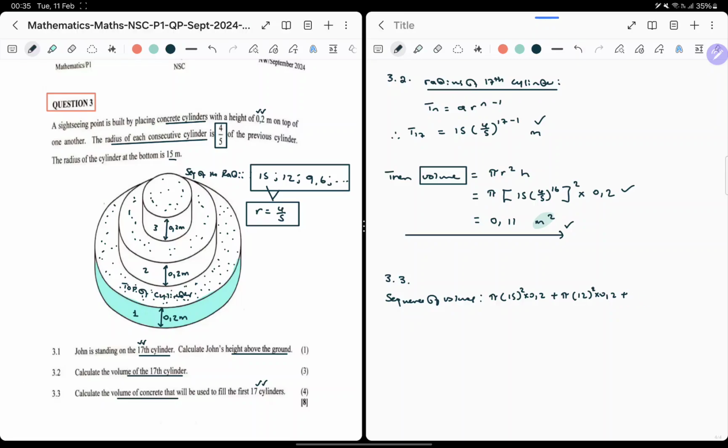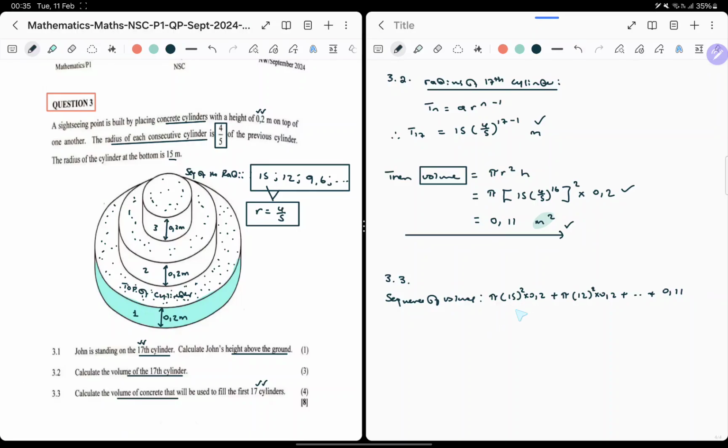And then plus. Of course, guys, we know that this is going to form a particular pattern since the radii were related in a particular way, and so will be the volumes because they have the radius involved. So we can safely say this is going to go on up until we have that 0.11, which is the last one. Okay, all right. And we know that we've got how many terms here? 17 terms. So this is easy.